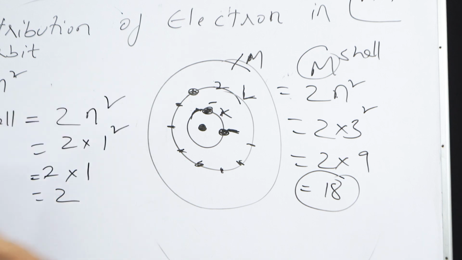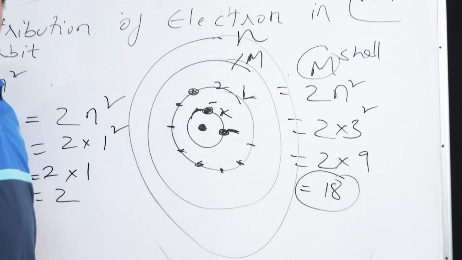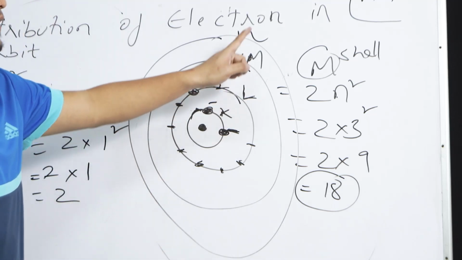Similarly, we can do this for the N shell as well. K, L, M, N.